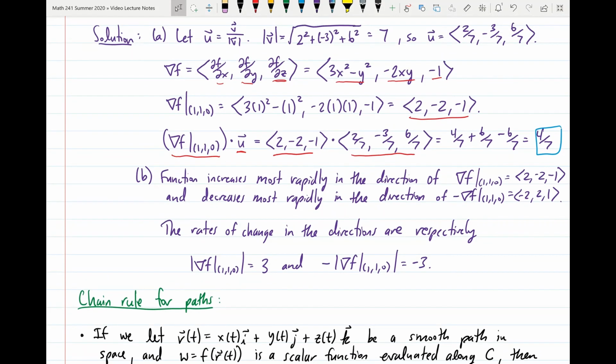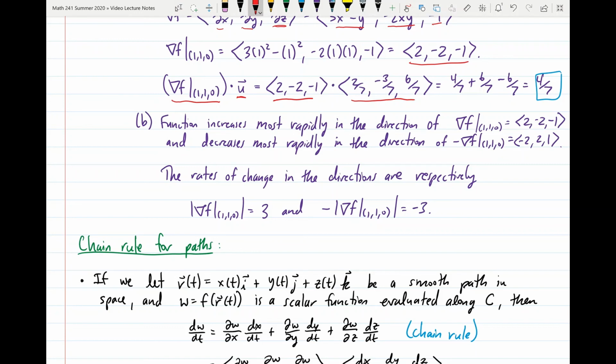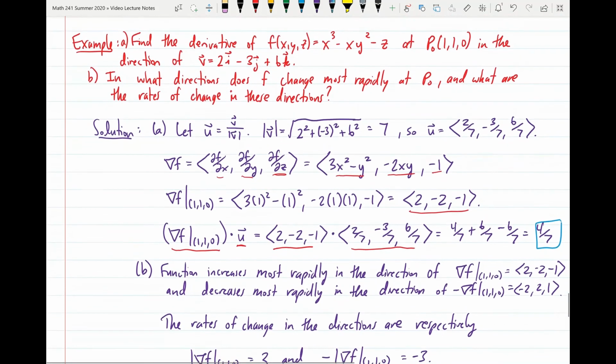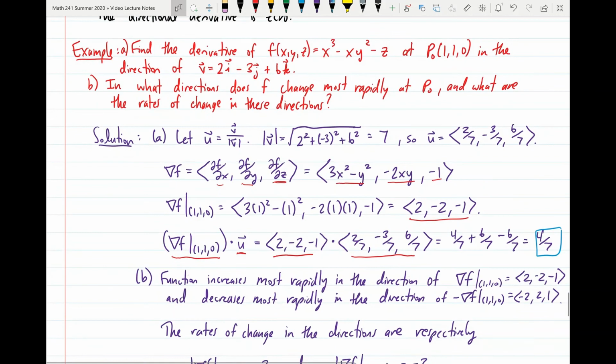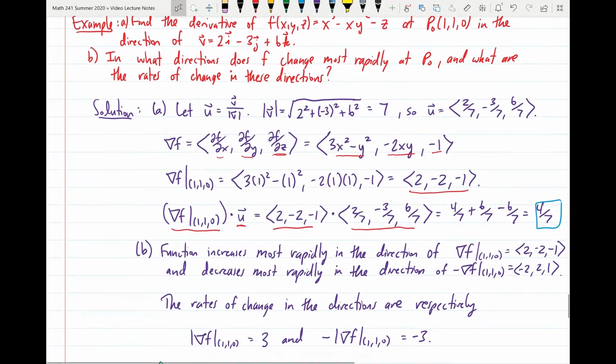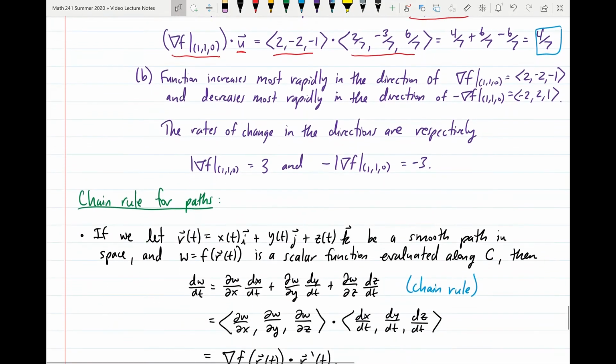And the rates of change in both of these directions are respectively just the magnitude of the gradient of f at (1, 1, 0), which will be equal to 3, and then minus the magnitude of the gradient of f at (1, 1, 0), which will be equal to minus 3. I also don't know why I have these absolute value signs. But yes, so for this example, we have just taken the idea of the directional derivative and generalized it to functions in 3 variables, and then also generalized the properties that we have for the directional derivative to find the directions in which f is going to change most rapidly.